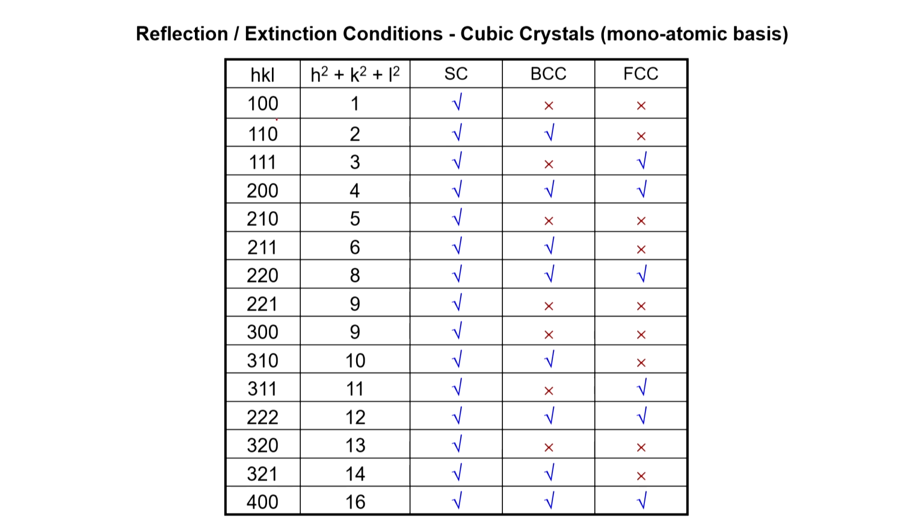Well, the first one would be 110, then 200. H plus K plus L should be even, remember. Then 211, 220, 2 plus 2 is 4, then 310 and so on. Let us write down these HKL indices.